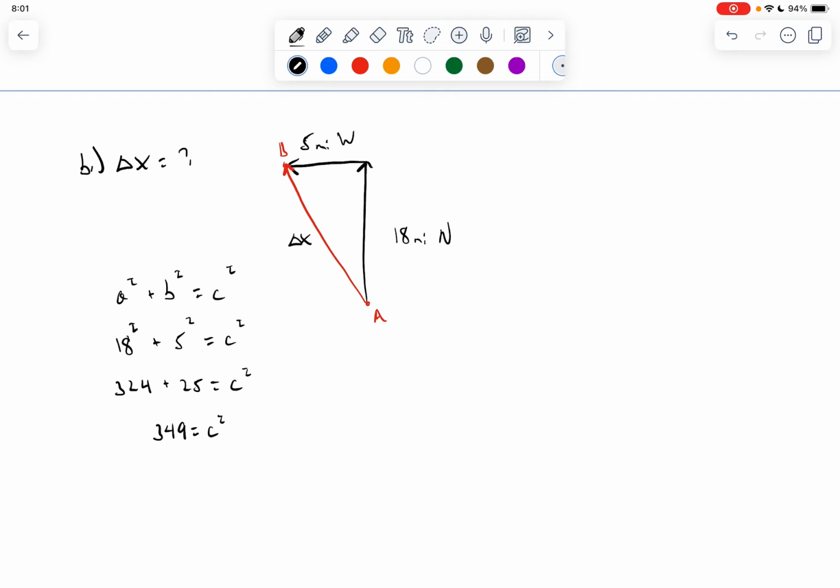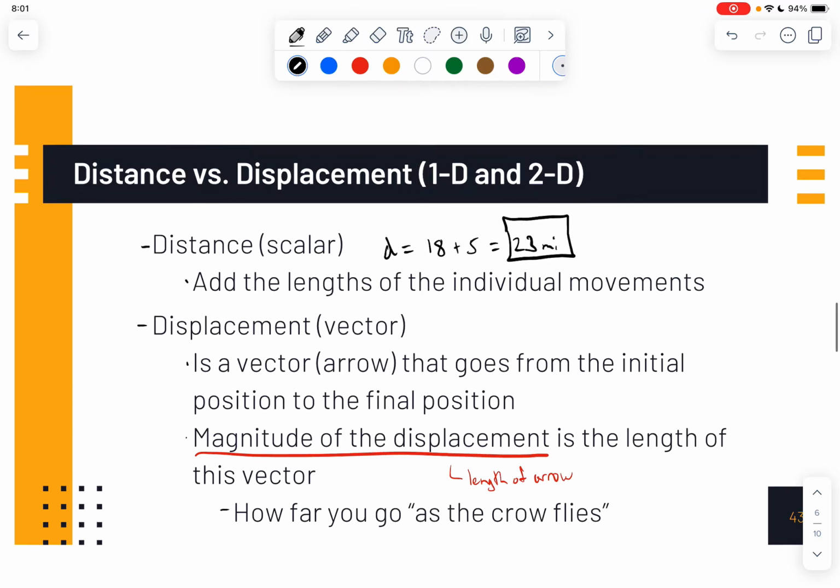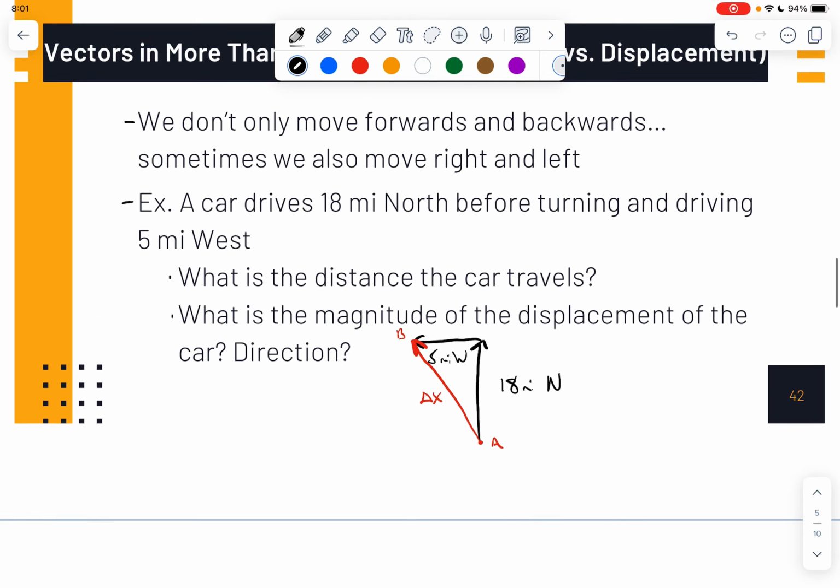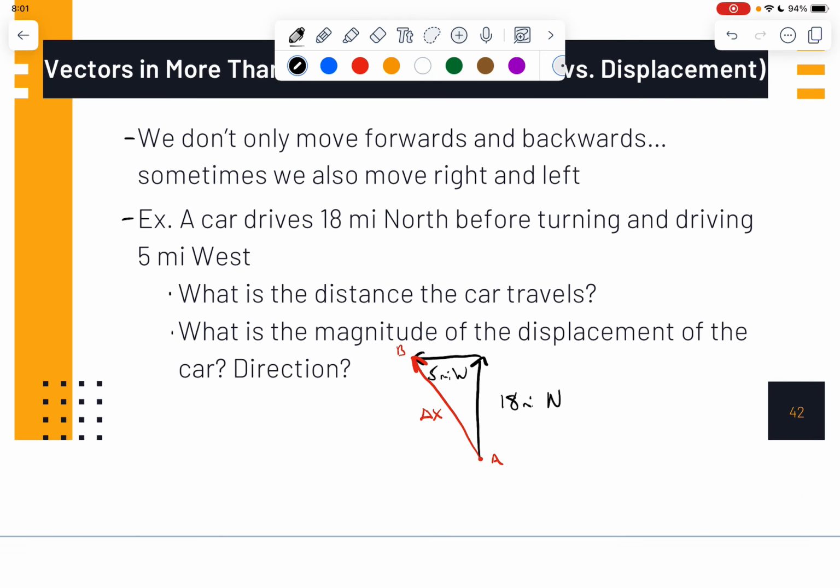To solve this for C, we're going to have to square root both sides of this equation. So C is equal to the square root of 349, which is 18.68. If we think all the way back up to our original question, what is the magnitude of our displacement? The magnitude of our displacement is going to be 18.68 miles.